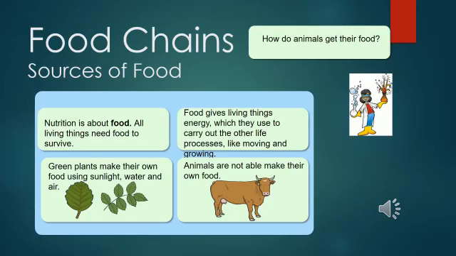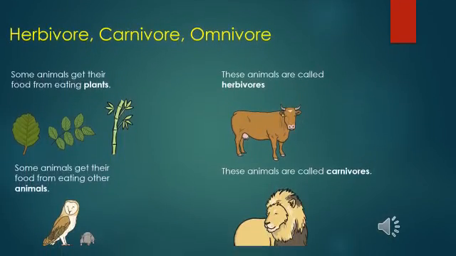Food gives living things energy, which is what they need to carry out other life's processes like moving or growing. Animals aren't able to make their own food, so they either eat plants or animals. Some animals get their food from eating plants. We call that herbivore. I say herbivore. You say a little bit louder.